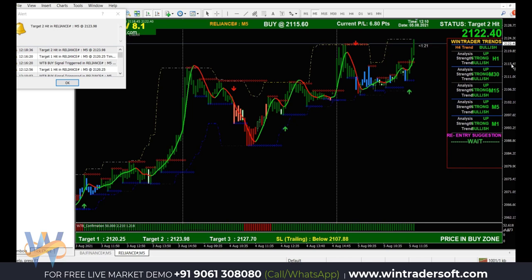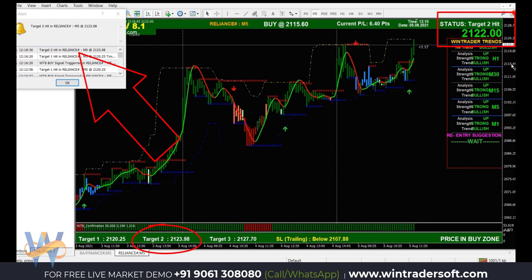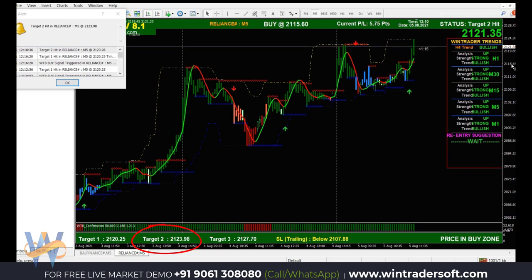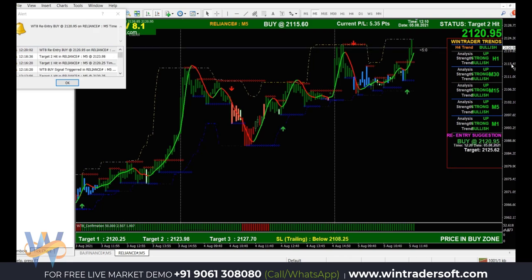Yes, the second target is also triggered now. 2123.99 was exactly there, so that's also achieved. Target 2 hit, you can see on the top. Usually if two targets are triggered, there is a chance to get a re-entry suggestion. A re-entry suggestion means that if the trend continues and goes up again after these targets are achieved, we will get a new buy suggestion.